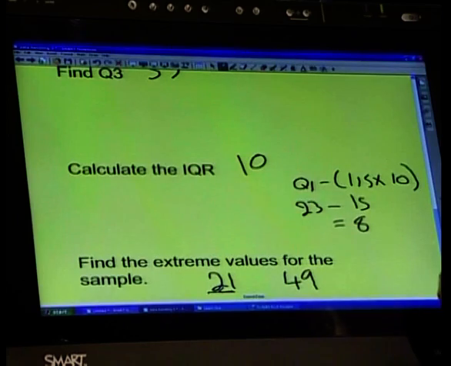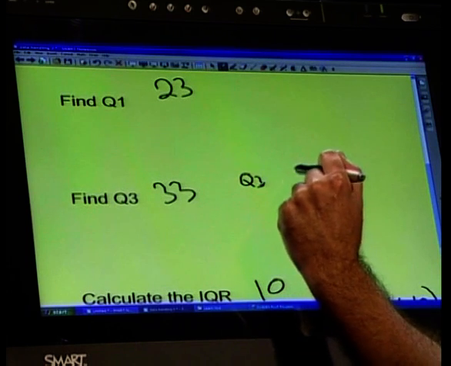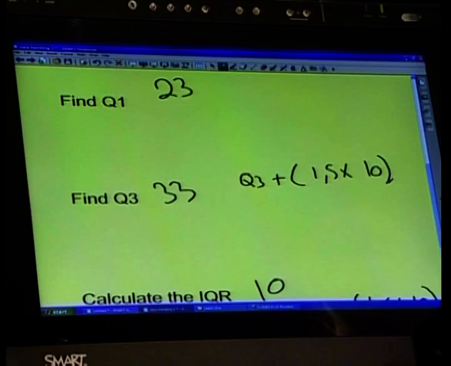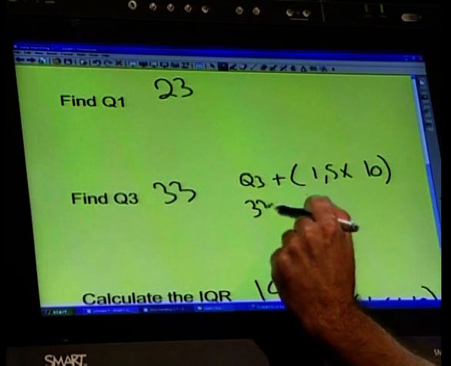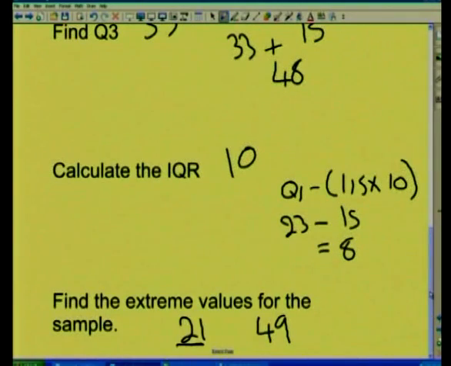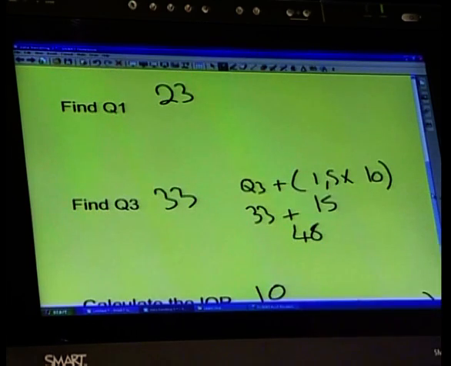On the other side, checking if the number 49 is an outlier, we'll need the Q3 value. And here we'll have to add 1,5 times the interquartile range, which again was 10. The Q3 was 33, and the 1,5 times 10 is 15. So 33 plus 15 gives me an answer of 48. Well, the extreme value that I had was 49. And so it is bigger than the value 48. So I can legitimately discard this value 49 and say that it is an outlier, a number that does not really form part of my sample.